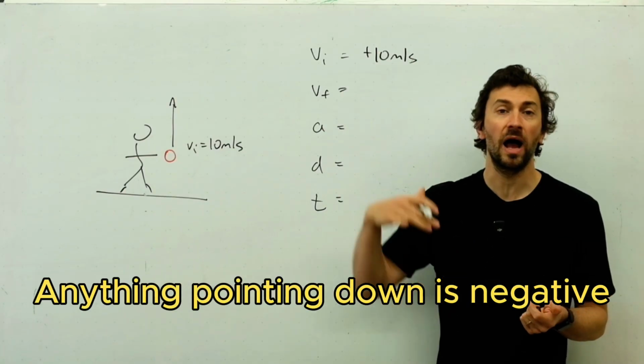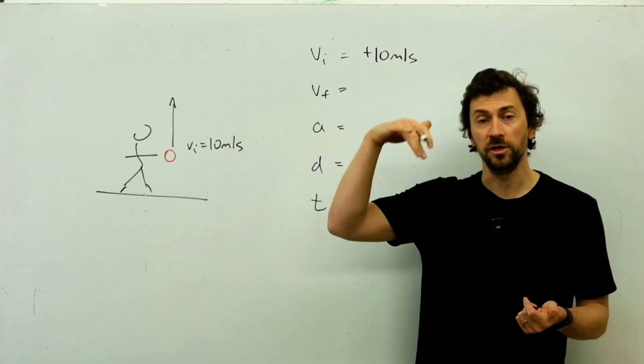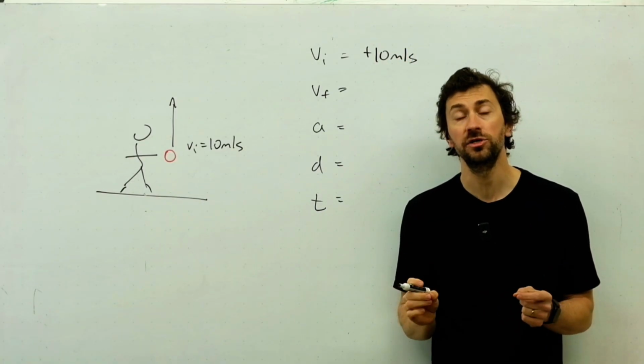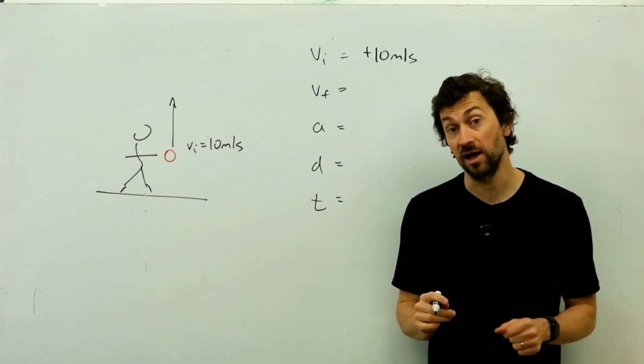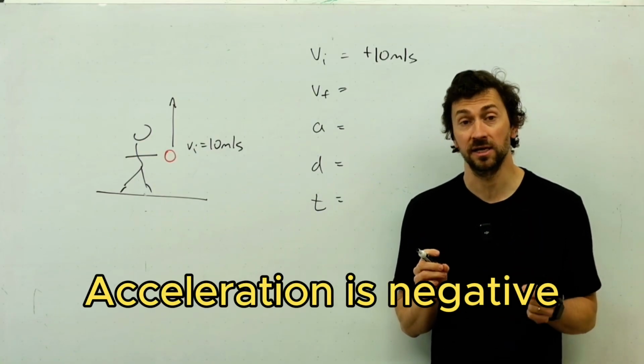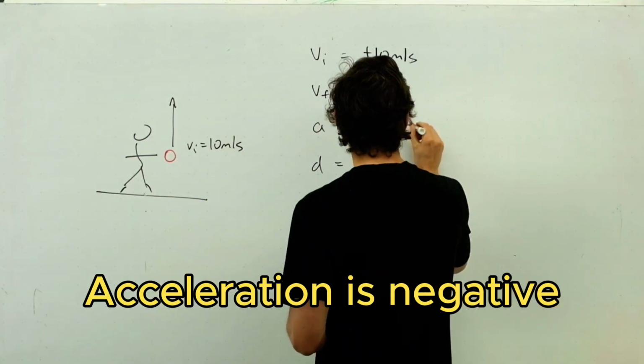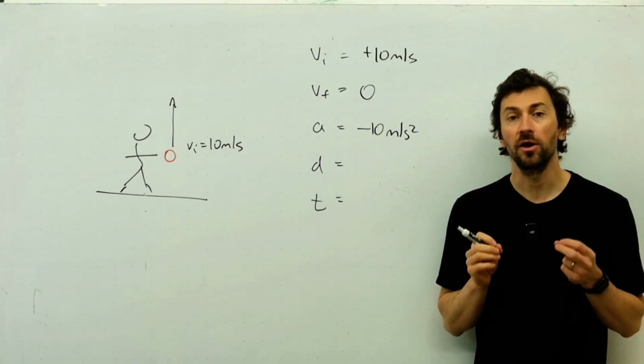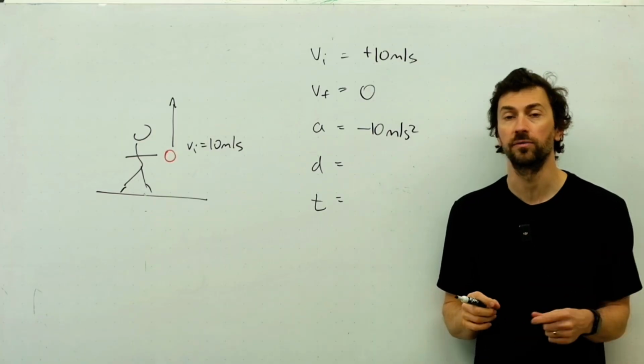We might be saying, how high is it going to go? So the V final is 0. But the key idea here is that the acceleration due to gravity points downwards. So that means the acceleration due to gravity is negative. So acceleration is negative 10 meters per second squared, not positive because it's going in the other direction.